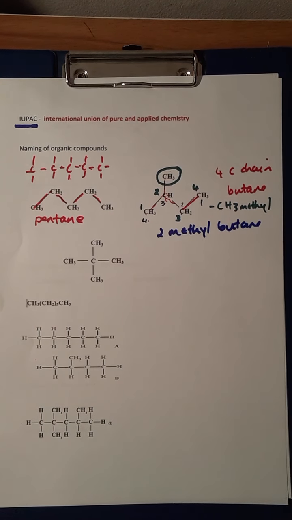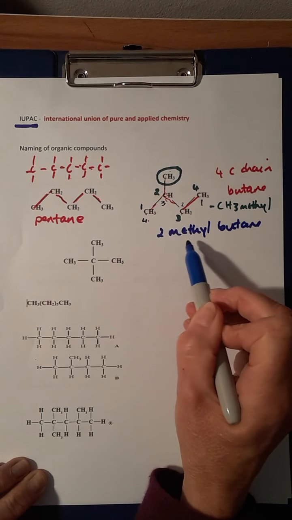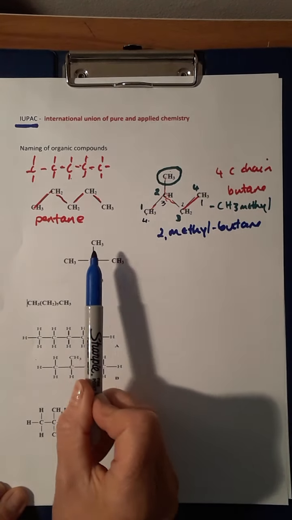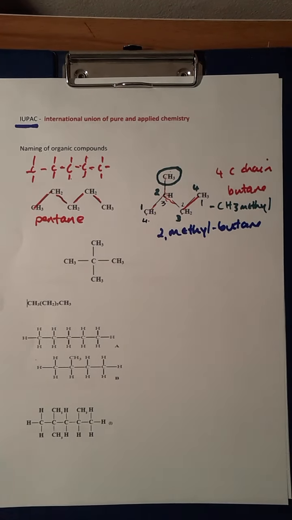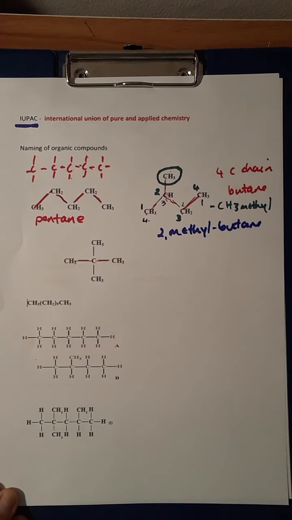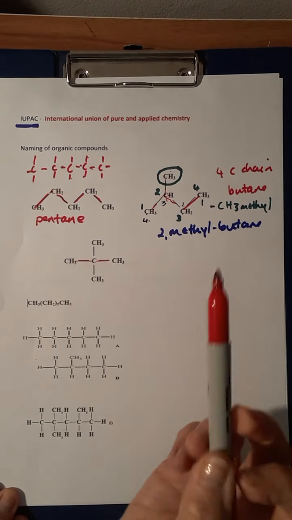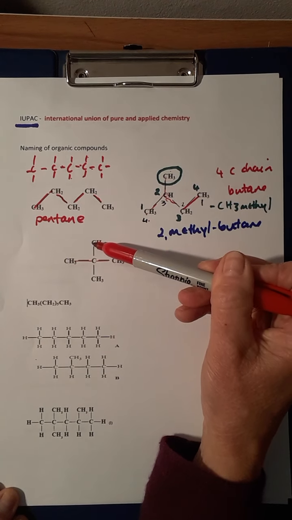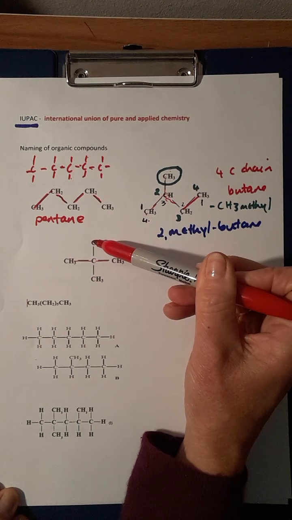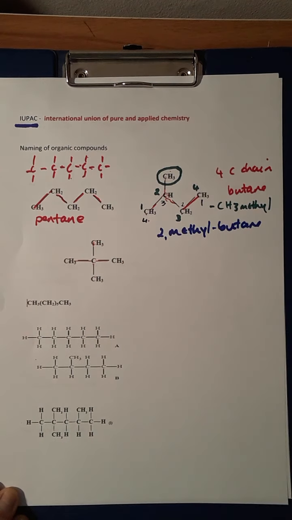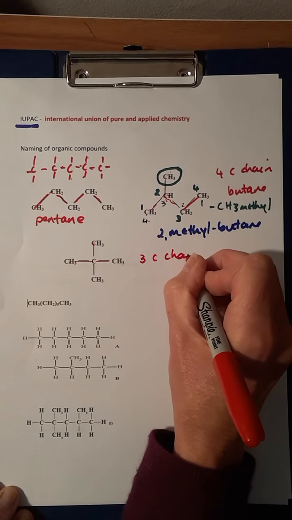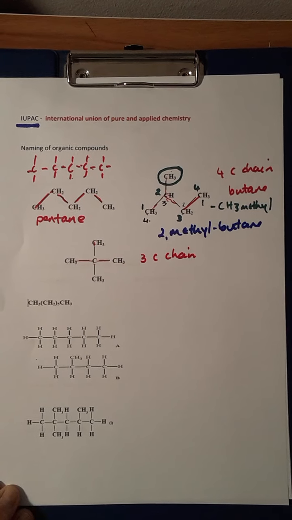Okay, let's look at this one. So this is the name of that second one, 2-methyl-butane. This one here, let's find a chain. If I go left to right, I've got 1, 2, 3 carbons. That's a 3-carbon chain. If I go right to left, it's 3 carbons. If I go from top to bottom, it's a 1, 2, 3 carbon chain there. It doesn't matter which way I go. The longest chain is 3 carbons, no matter which way I go. I'd always pick the longest chain.